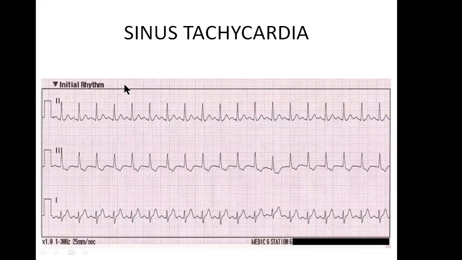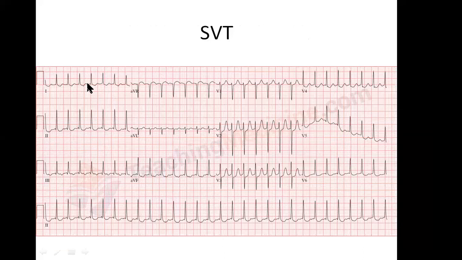Here you cannot see P wave, but the complexes are narrow. This is SVT, and the rate is more than 150, about 160 beats per minute.